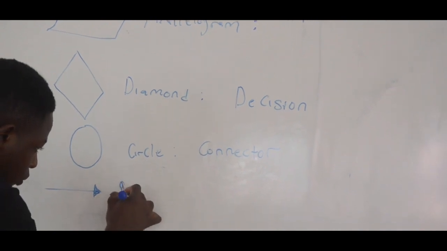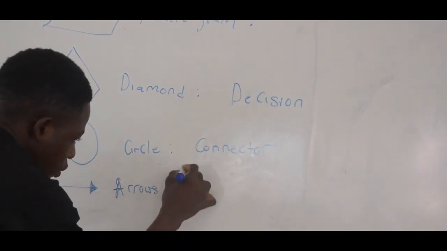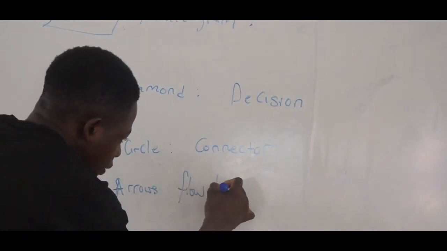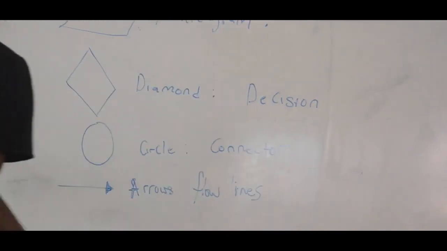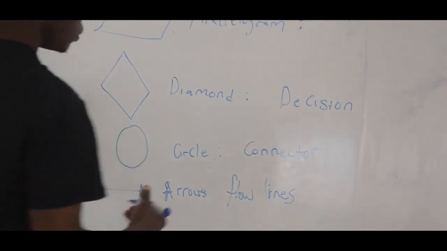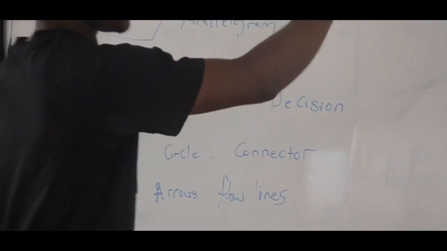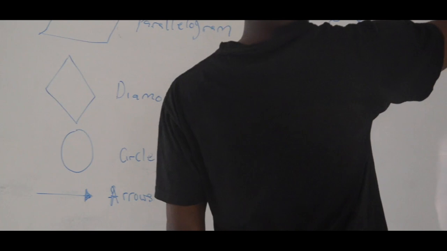You know, this is an arrow, so we call it flow lines. They join each process together. And we have another one. Okay, maybe I should just shift up here. We have another one here.